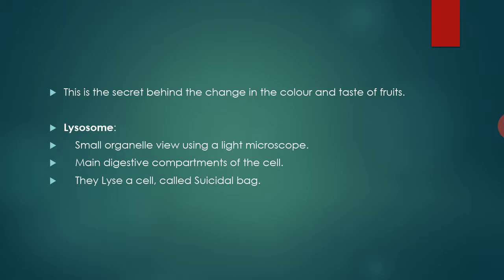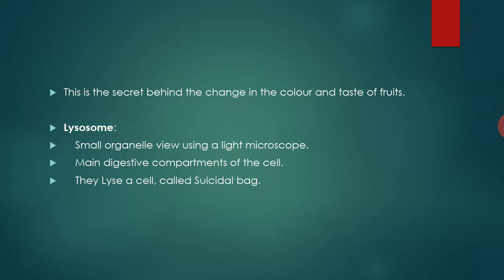And the next one is the lysosome. What is meant by lysosome? A small organelle which can be seen only under a light microscope. Usually a cell is very minute, and within it these lysosomes are very tiny particles. Only through a microscope can we view the lysosome. It is also the digestive compartment of the cell.